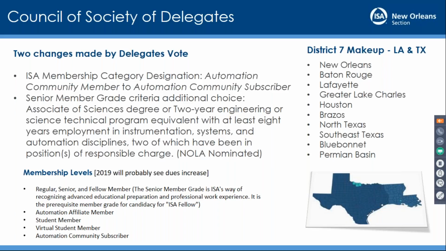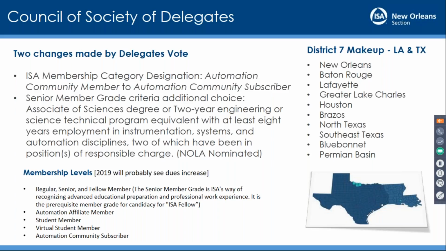Then there's automation affiliate member, student member, virtual student member, and then there used to be what was considered the automation community member. Well, that's not really a member. There's no cost, there's nothing that they're signing up for. So one of the things on the table was to change that to automation community subscribers. So that got changed.